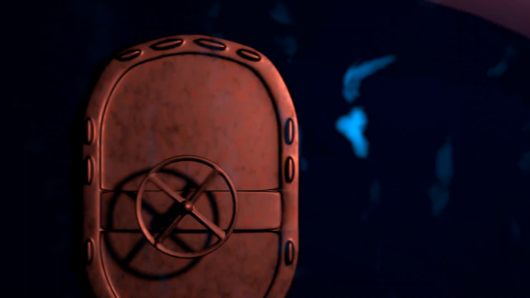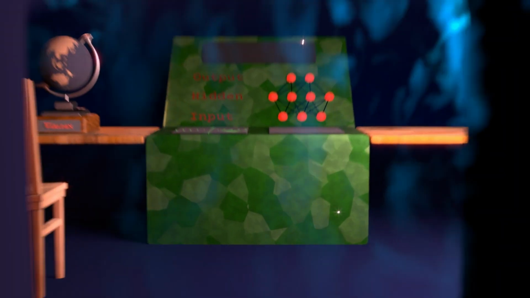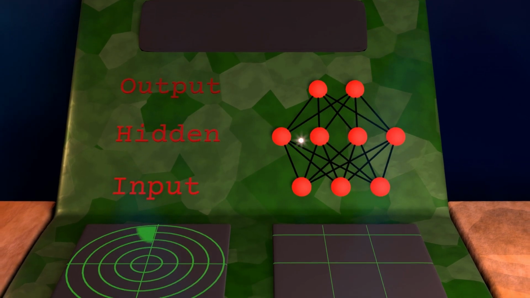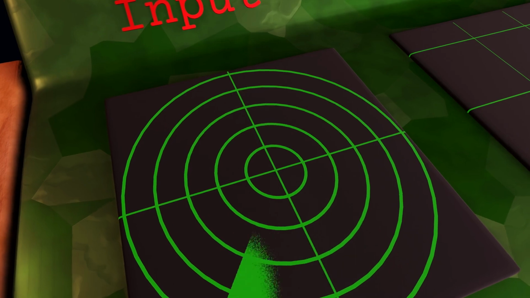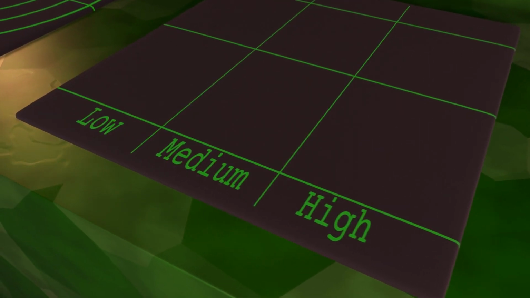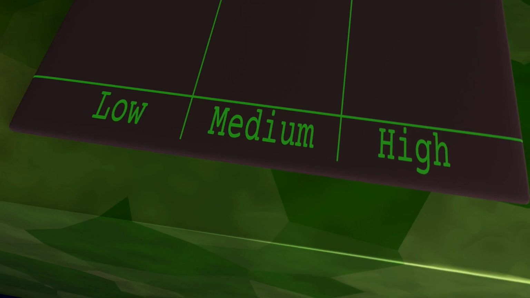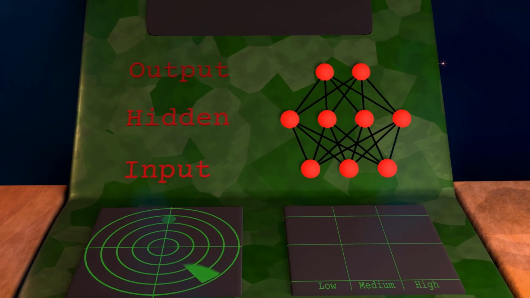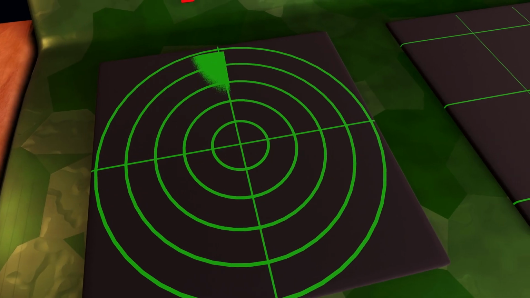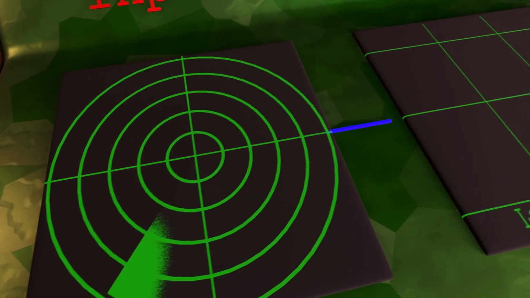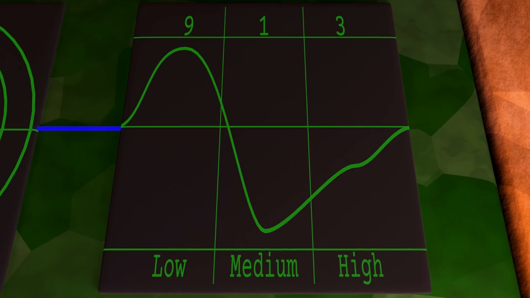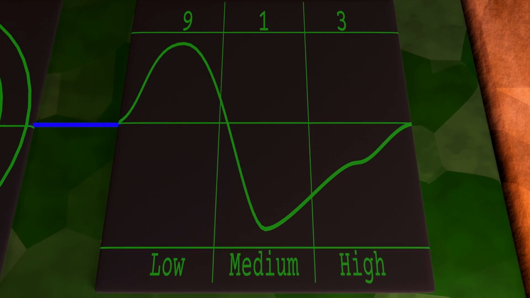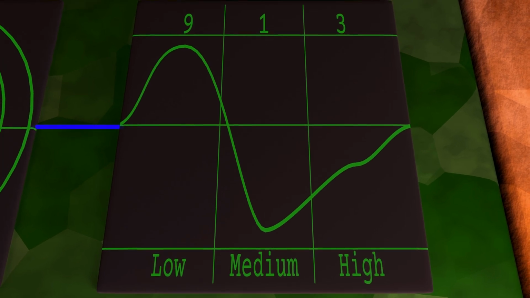Now let's say the sonar has recognized that something is up ahead. The sonar signal can be divided into 3 parts: low, medium, and high frequencies. All of these frequencies within each echo vary in volume. Now, let's say that we've received 3 numbers from the sonar: 9, 1, 3. 9 represents the amount of volume in the low frequency, 1 the medium, and 3 the high.